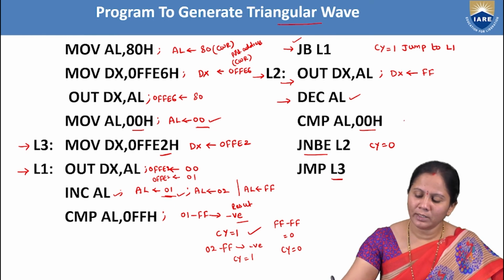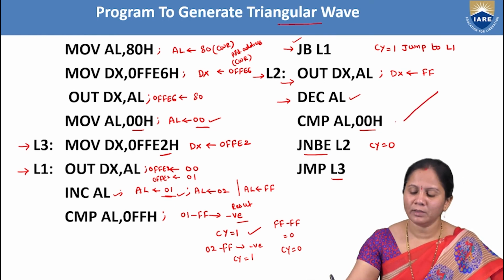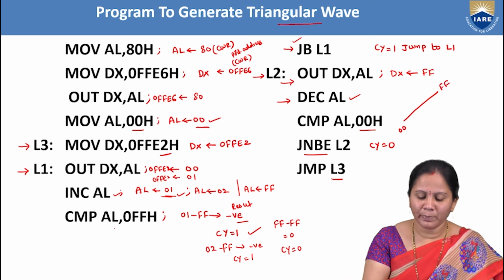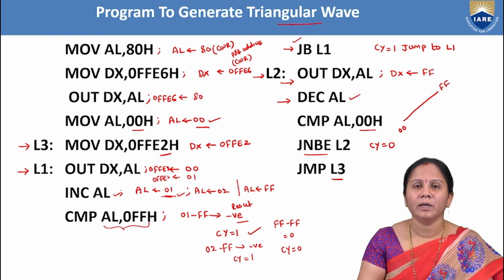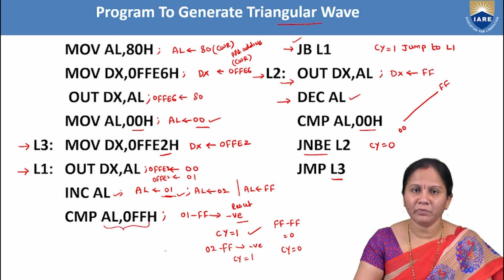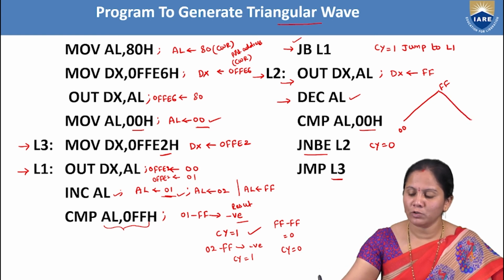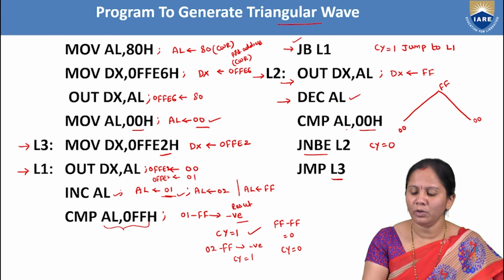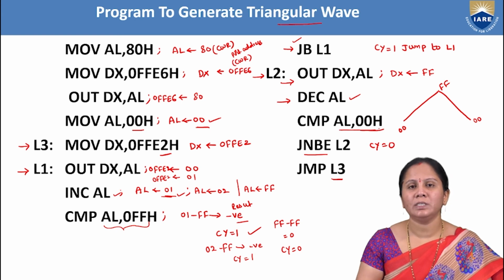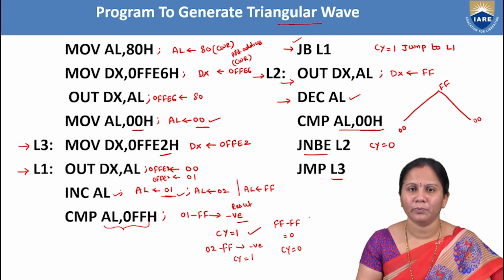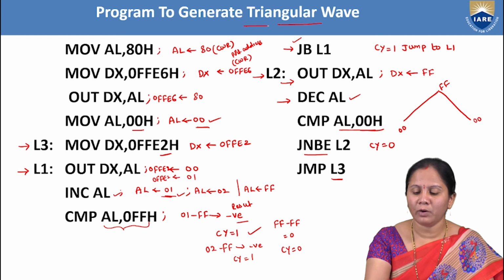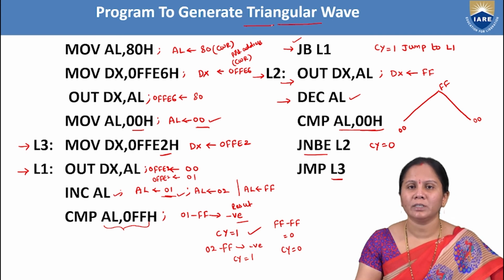In order to get the positive slope, that is from 0 volts to 5 volts, we compare the value present in AL with FF. But in order to get the negative slope from FF to 00, we compare the value present in AL with 00. So this is how we write the program in order to get the triangular wave.